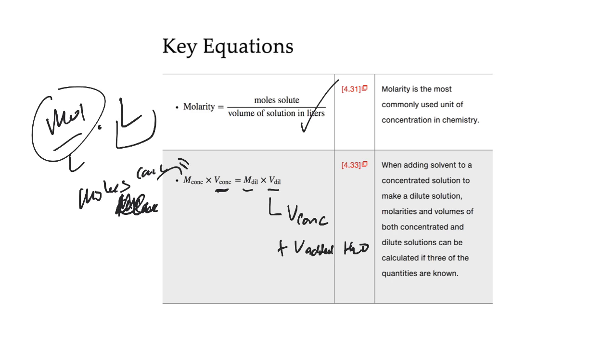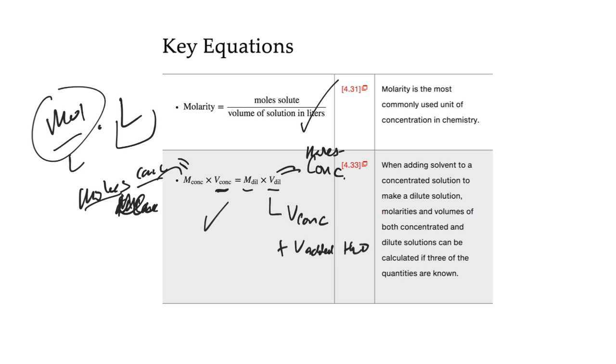And the key is you're adding pure water. You're not adding to the moles of your solute. You're keeping the moles of your concentrated solution the same here. So this is still equal to the moles from your concentrated solution. So your McVc is equal to MdilVdil, or your M1V1 equals M2V2.